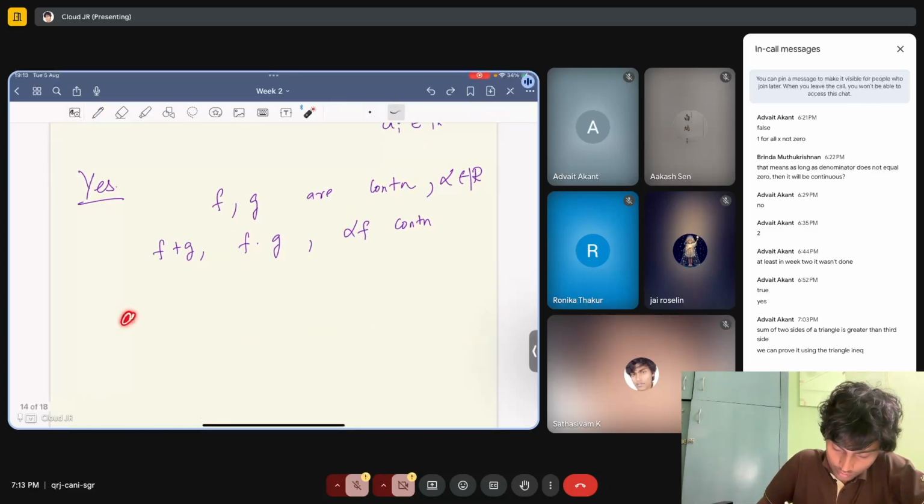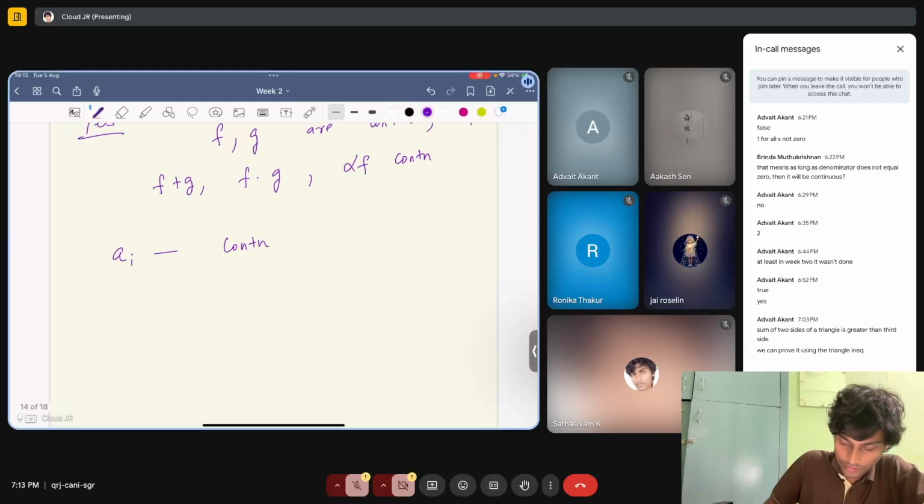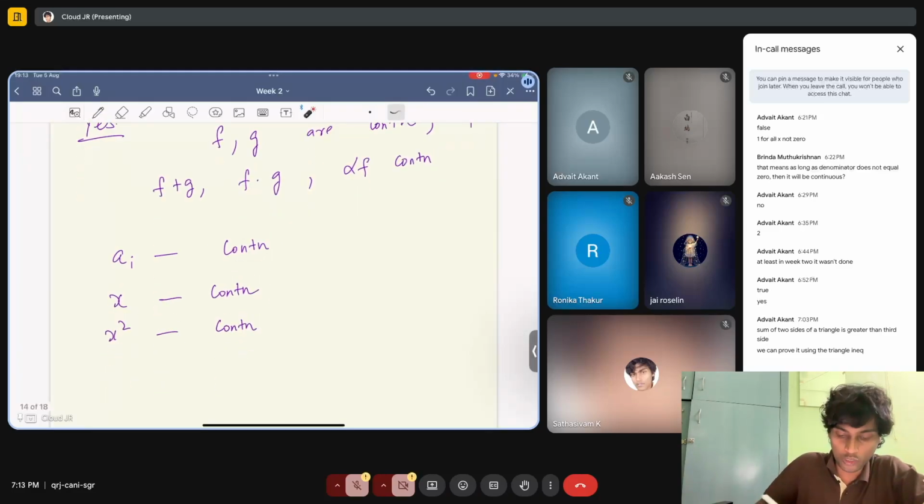A naught is a constant function, so it is continuous. ai is a constant, so it is continuous. And x is a continuous function. So what about x square? X square is also continuous because the product is continuous. And similarly, you do it n times, so x power n is also continuous.